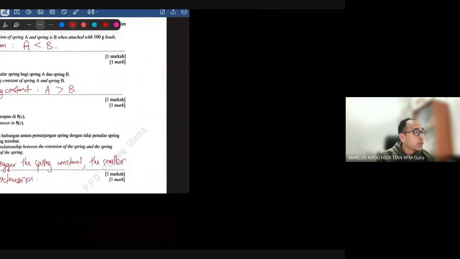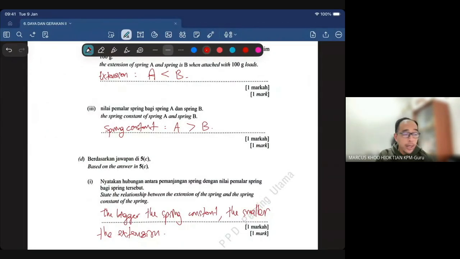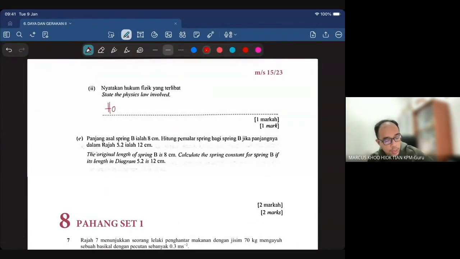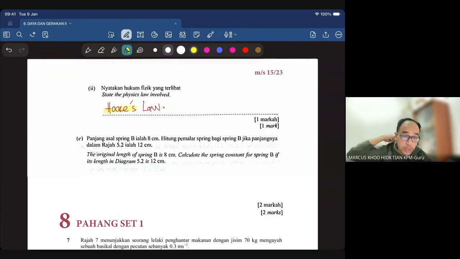Okay, the bigger the spring constant, the smaller the extension. And this is Hooke's law. Please pay special attention to how Hooke's name is written, H-O-O-K-E. These are the kind of things where people tend to lose marks because they just simply write people's names. It's HOOKE. Please remember this.